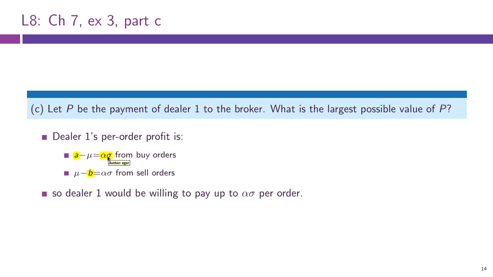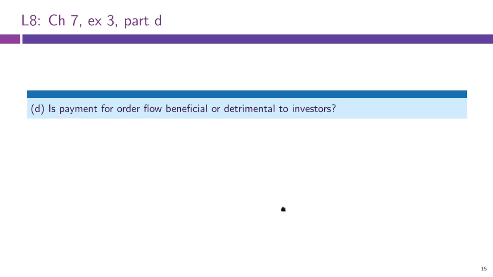So dealer one receives alpha sigma from any buy order. He receives the same alpha sigma from any sell order, which means that is his per order profit from any order that he receives. So he is willing to pay the broker any amount up to alpha times sigma per order. Any amount in between the two is good enough. It's fine for dealer one. So quick and simple. And the last part of the problem asks us, is payment for order flow beneficial or detrimental to investors? And the question is very quick and easy.